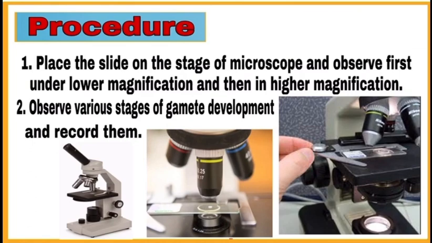Next, come to the procedure. Place the slide on the stage of microscope and then observe first under the lower magnification and then under the higher magnification. Then observe various stages of gamete development and record them in your practical notebook.